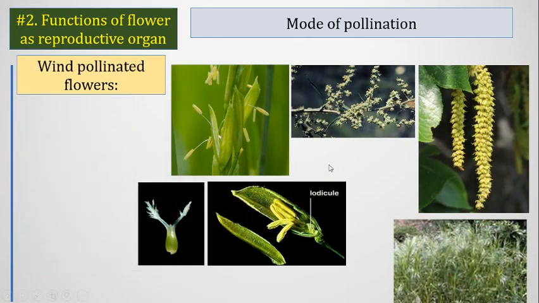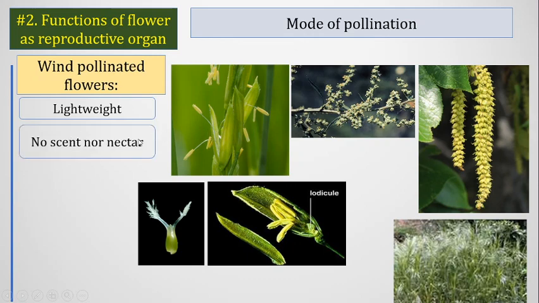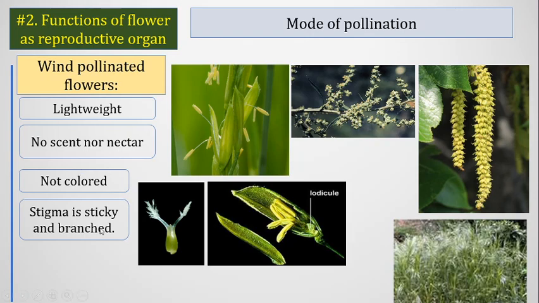And in the case of wind pollinated flowers, what are the characteristics? They should be lightweight at first, so their anthers should also be lightweight, so that the pollens can travel further with the help of wind. They don't have to carry scent or nectar, because as they are not insect pollinated, they don't require scent or nectar. And they are also not colored, because they don't have to attract the insects. And their stigma is sticky and branched.